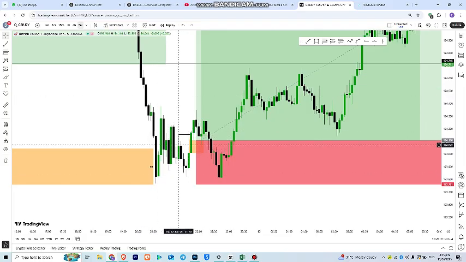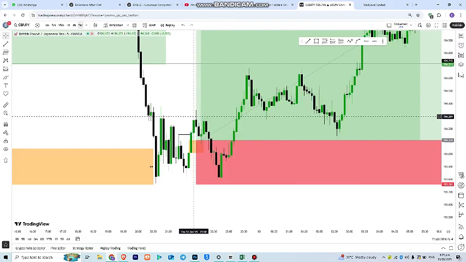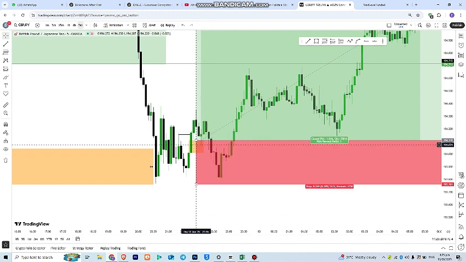So there's a break of market structure here. You can use this one or this one. Then it closed with a body, fair value gap, then price tagged into it.